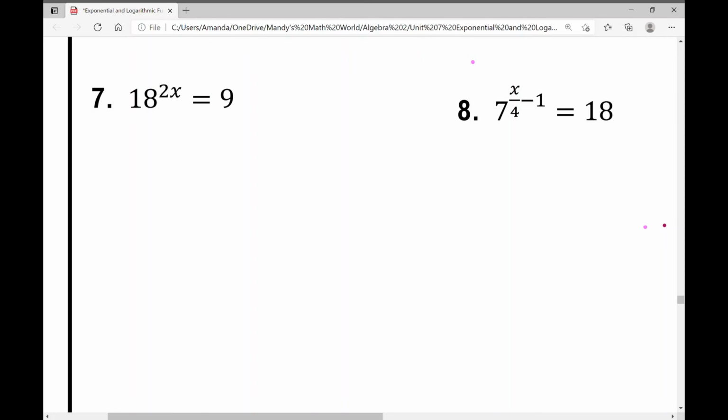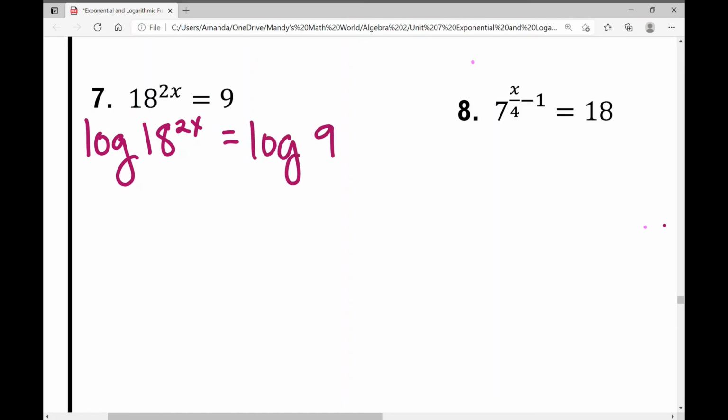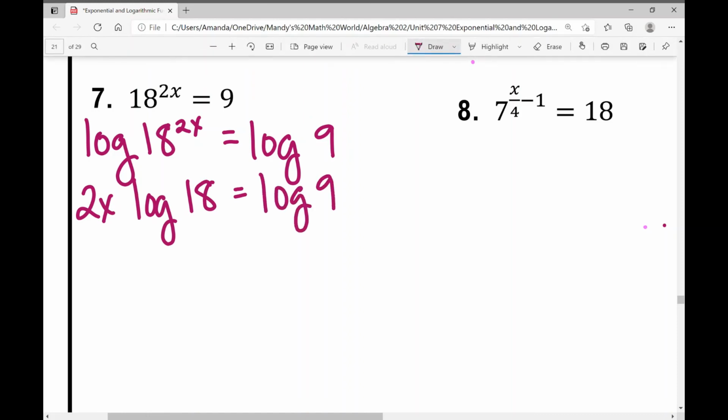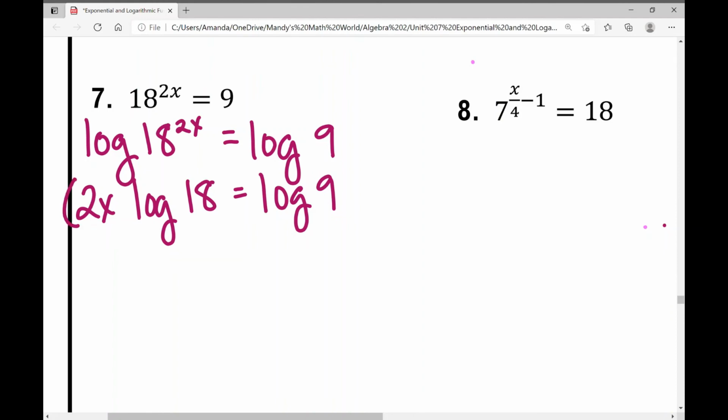So what we have to do is take the log of both sides. So again, log of 18 to the power of 2x equals the log of 9. Apply those properties of logarithms. I can move that 2x out in front. 2x times the log of 18 equals the log of 9. And what do you think I would do at this point? That's 2x times the log of 18, so I'm going to divide both sides by the log of 18.